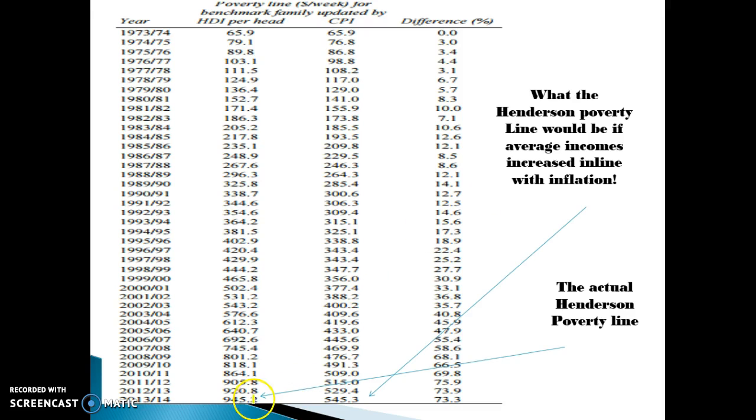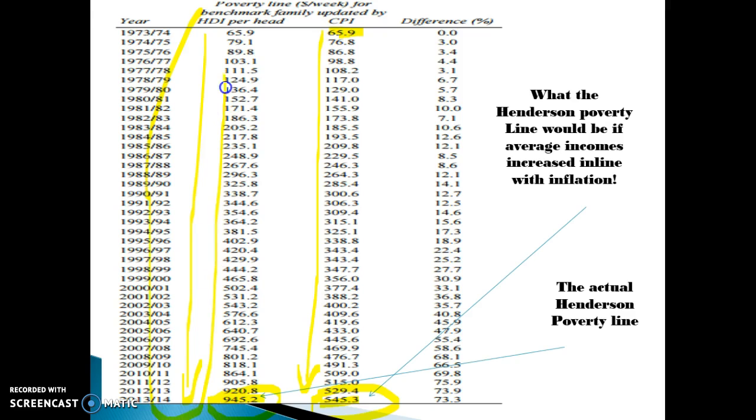You can see here, this represents what you have to be earning to be above the Henderson poverty line. If you're below $945, you're in relative poverty in Australia. But as you can see, this Henderson poverty line is growing at a faster rate than inflation, than prices. This is representing what the average wage would be if wages just went up with inflation since the 1970s: $545. So the Henderson poverty line, this column here, is growing at a much faster rate than average prices, which basically means that people in relative poverty are better off than they were back in the 1970s by around 73%.